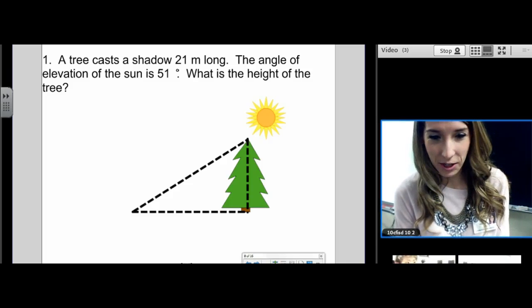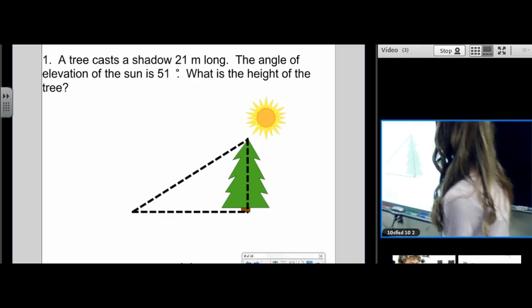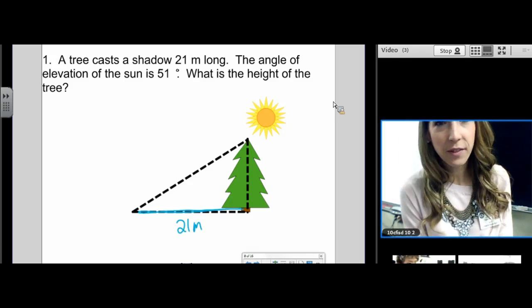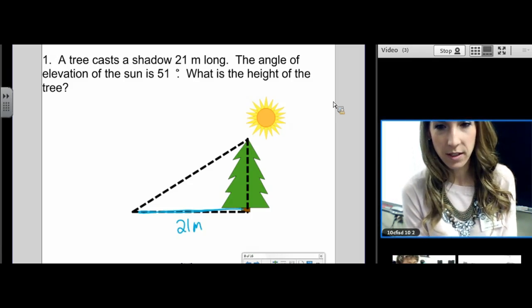This is what it should look like. We have our tree. We have our shadow. Shadows are on the ground, so we don't put any shadows in the air. They can't float in the air. They fall on the ground.